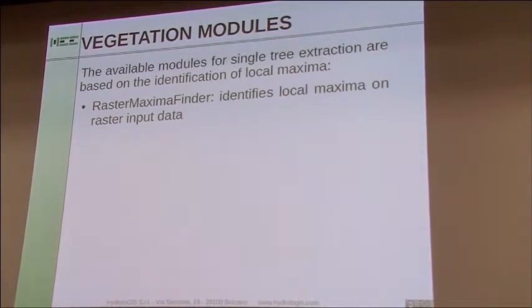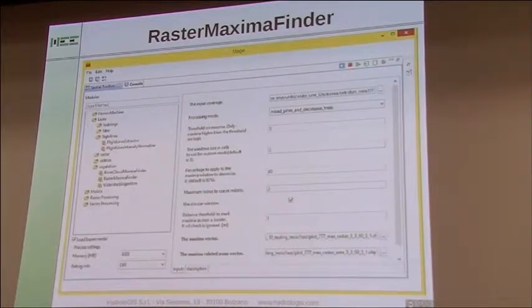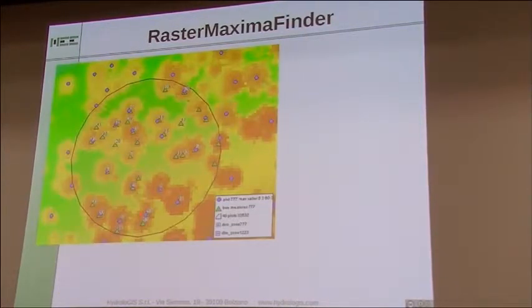So, the available methods that we have now in L.E.S.T.O are the very basic, very simple methods. The first one is the raster maxima finder, and it identifies the local maxima from raster input data. This is the graphical interface. It requires the threshold over which you want to extract the trees, and the radius to find the maximum. And the output is the shapefile of the extracted trees.